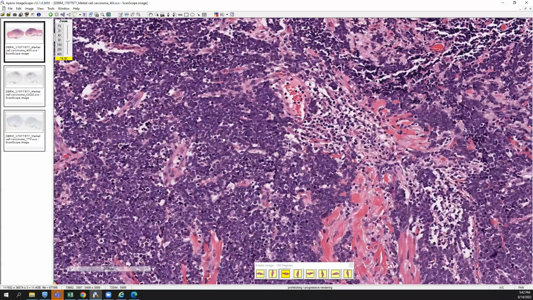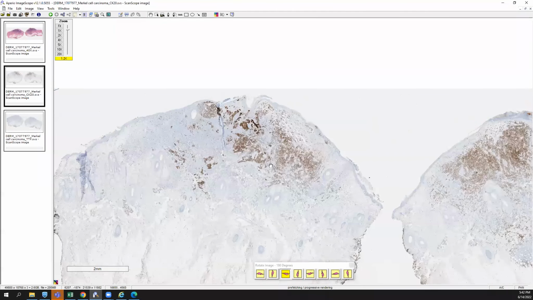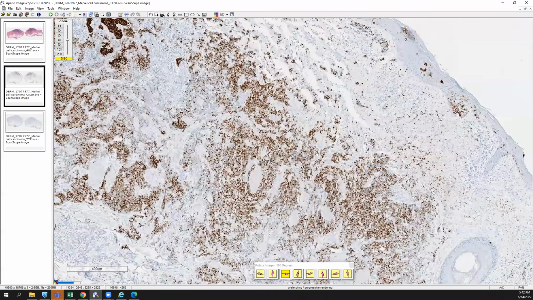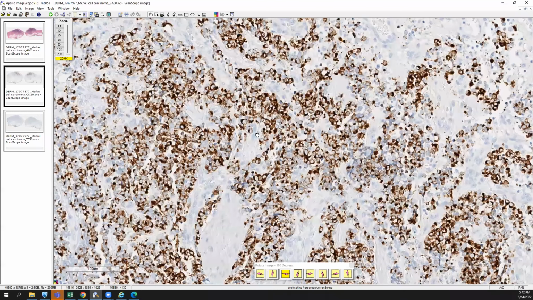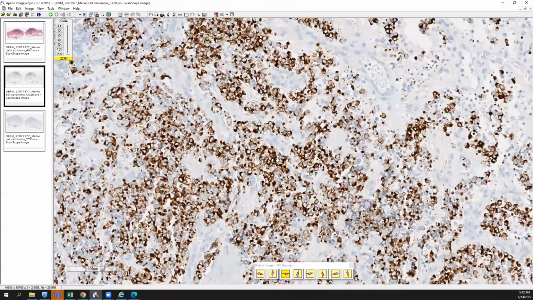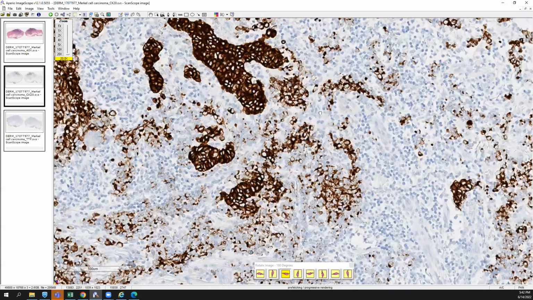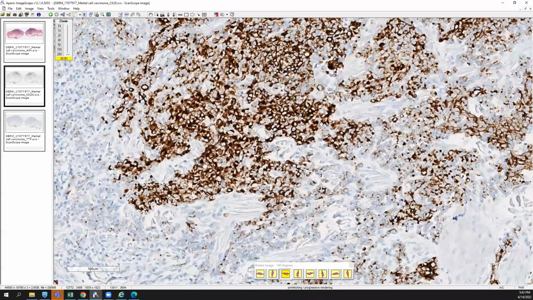So the most well-known discussed stain is going to be your cytokeratin 20 stain. So it highlights the neoplastic cells in a perinuclear fashion. So you can see a lot of these cells are staining brown on the outside of the nucleus. Sometimes you'll see a perinuclear dot pattern as well. So this is a very nice example of specific staining of the Merkel cells for CK20.